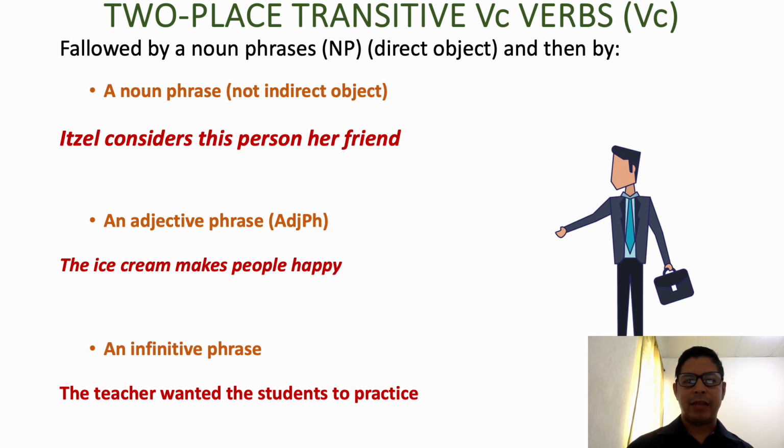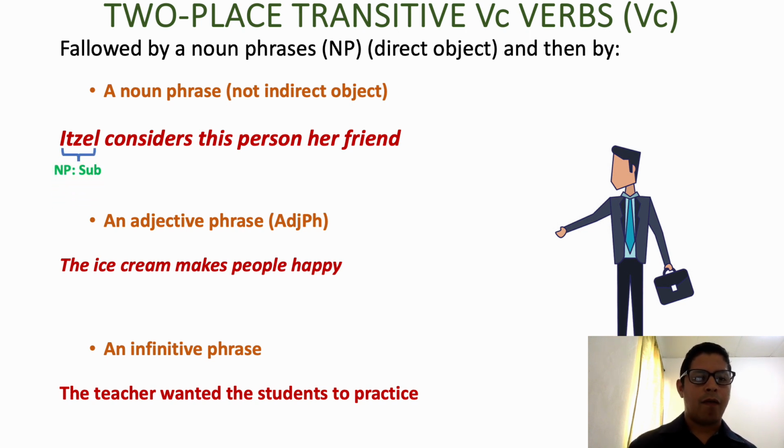So VC stands for V for verbs and also C for consider. And the reason why is because this situation happens mostly when we have the verb consider in the sentence. But there are some other verbs that can have the same situation and they will be considered VC verbs. And the first characteristic is that they are followed by a noun phrase, the direct object, and then by a noun phrase, not an indirect object. One example that I can give you is right here.